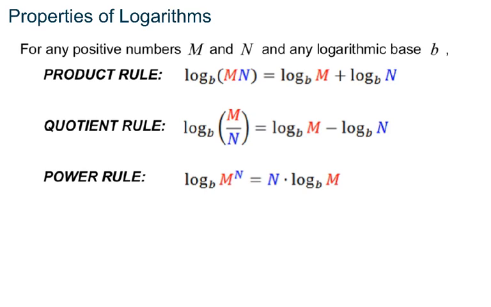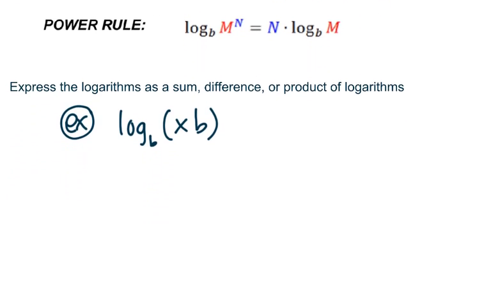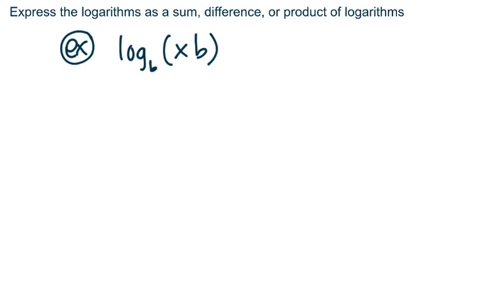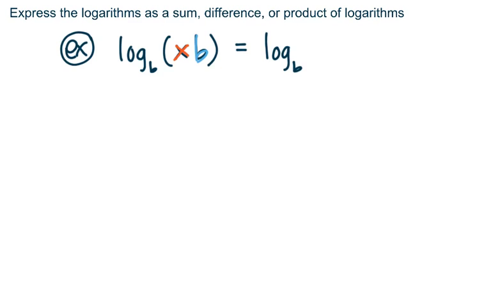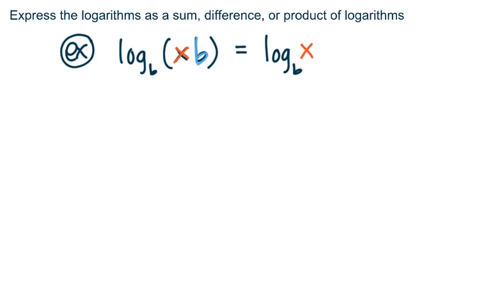Okay, so let's look at three basic examples and then we'll see how to use all of these properties together. So what we're going to do here is use a single property of logarithms and express these logarithms as a sum, difference, or product. So here we have an example. Log base b of the product x times b. And what I can do with this is look at that x value times that b value, and I can separate this and say, well, this is log base b of the first factor plus log base b of our second factor.